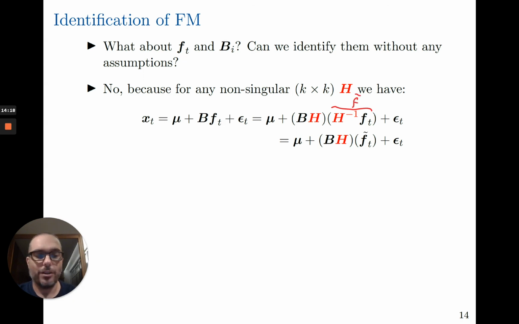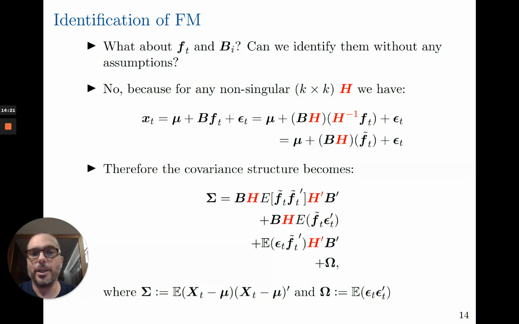Okay? So we cannot really identify, and the covariance matrix structure will be given by sigma, and that will be bH expected value of the new factor, the new factor transpose H transpose b transpose, plus bH expected value of f tilde epsilon. Okay? So that's the covariance structure of x.